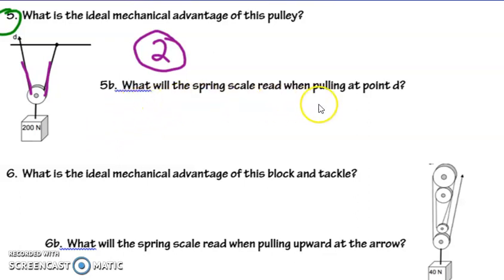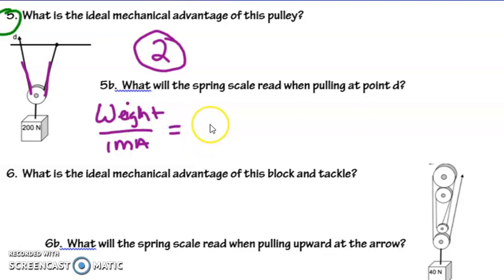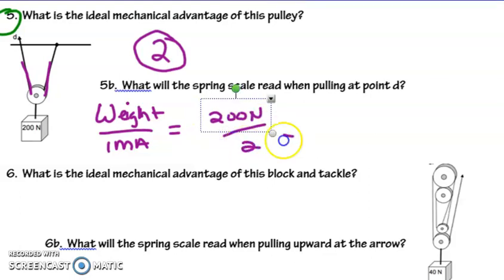So what is the spring scale going to read? Well, what would you do? You take your weight and divide by the ideal mechanical advantage. So we've got the weight, which is 200 newtons, and we're going to divide it by 2. So you end up having 100 newtons for what's going to read on that spring scale.